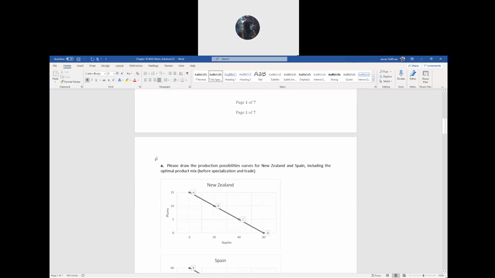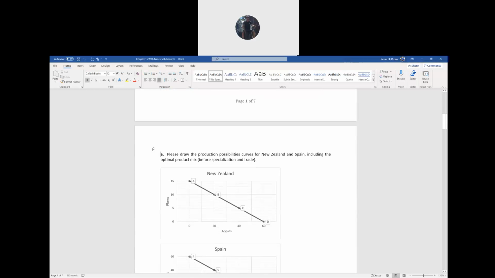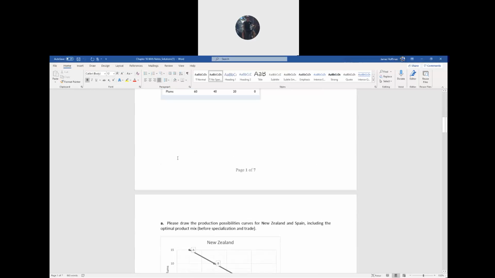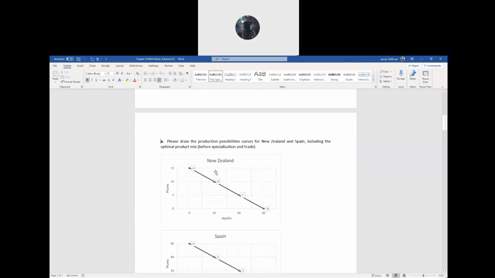Okay, so I plotted the points here for New Zealand. So point A was 0 apples, 15 plums. Okay, point B, 20 apples, 10 plums. All right, so I just plot the points. There's point A from the chart, point B, point C, and point D. Okay, and then just draw a line. There's your production possibilities curve for New Zealand.